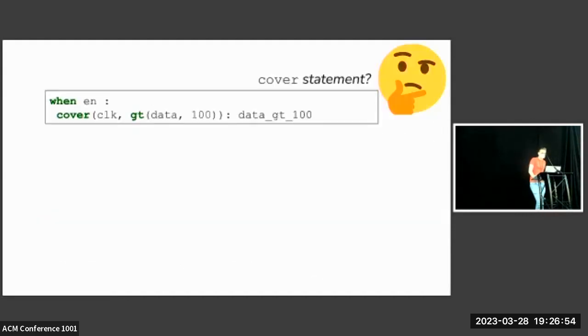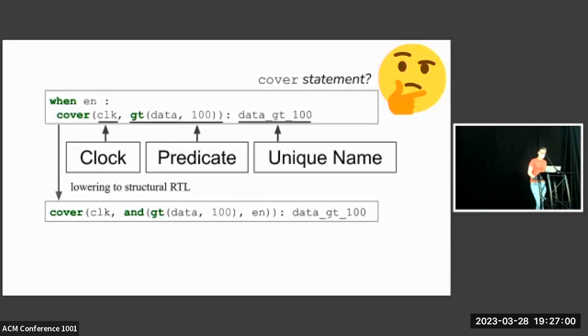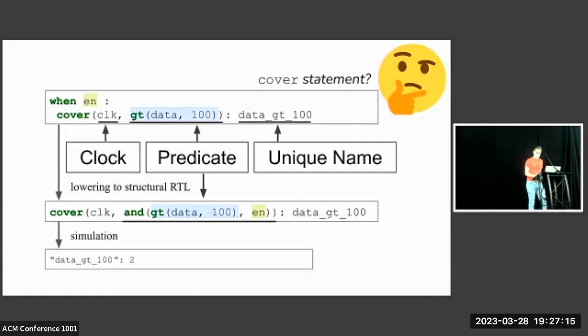So this is a small example in our Fertile IR. The cover statement has a clock, it has a predicate, it has a unique name. And then if you want to lower it into structural RTL, you basically just combine the path condition with the predicate into a new predicate. And then the way it works in a simulator is every time a clock event happens on that clock, we check the predicate. If it's true, we increment the count. And in the end, we report the count as a map from unique name to count so that you can know exactly which cover statement was active how many times.